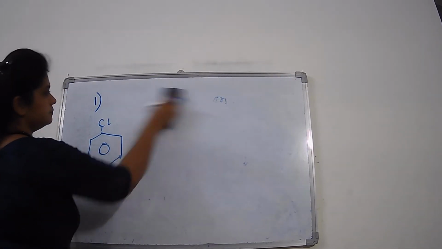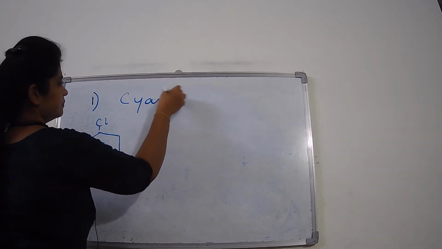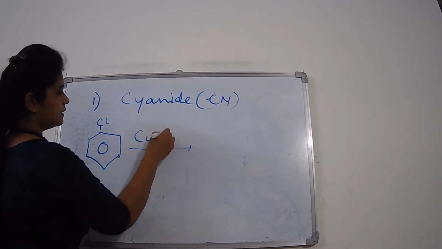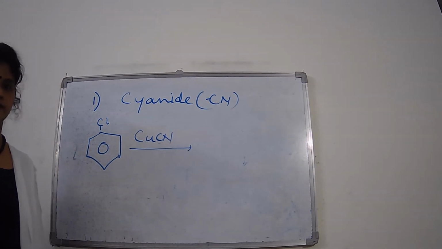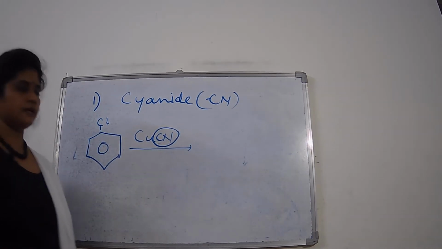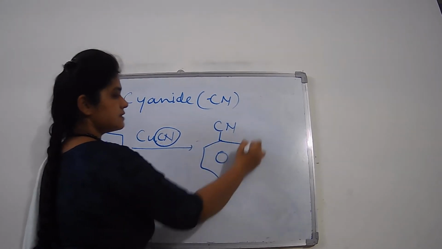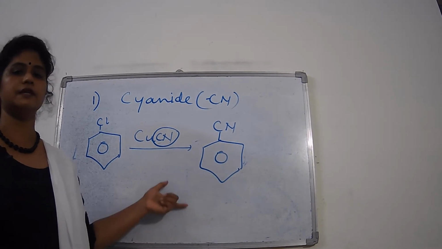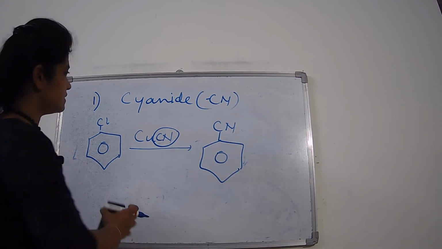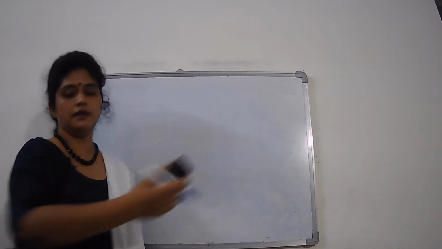The next one is substitution by cyanide group, meaning CN. Whenever chlorobenzene reacts with cuprous cyanide, a simple substitution by CN takes place, and we get the compound called phenyl cyanide. This is a phenyl ring, and cyanide is attached to it, so it is called phenyl cyanide. At the same time, CuCl is removed here. So this is the second nucleophilic substitution reaction.